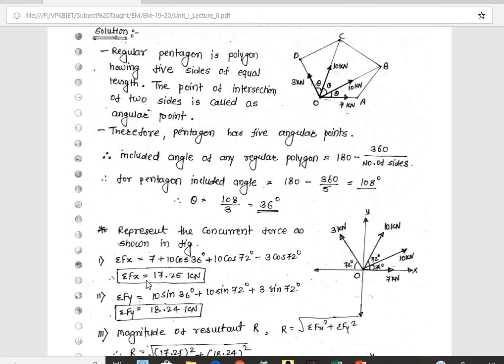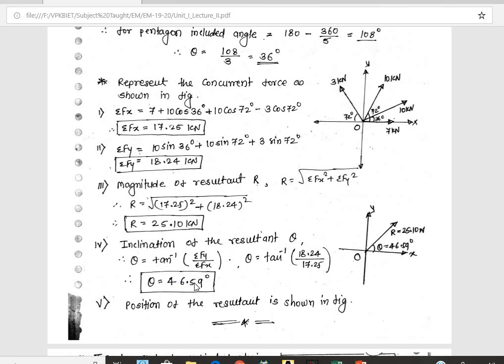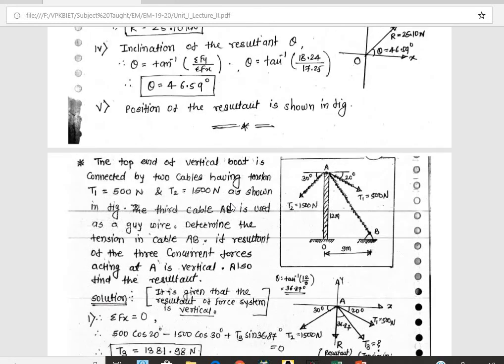Now resolve: Fx comes out to be 17.25, Fy is equal to 18.24, R comes out to be 25.10, and its direction theta is 46.59 degrees. Now for the position of the resultant, both Fx and Fy are positive, so the resultant lies in the first quadrant and its direction is 46.59 degrees with respect to the horizontal.